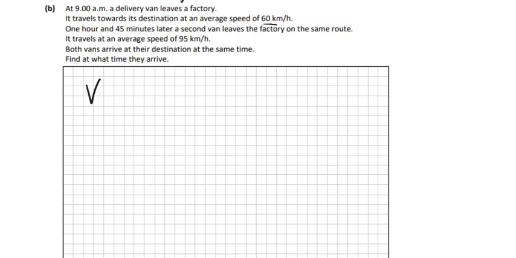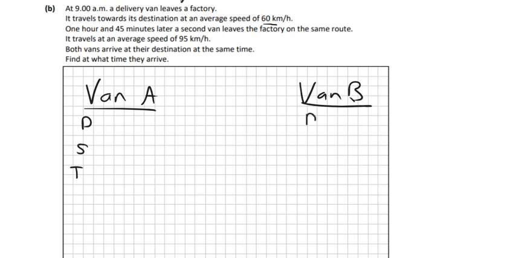So we'll call them van A and van B. So with speed, distance, time questions, I like to always just try and write down the distance, the speed and the time. So D, S and T as you're given them, and then figure out what you need or what they're asking you for. So the speed for the first van is going to be 60 kilometers per hour, and the speed for the second van is 95 kilometers per hour.